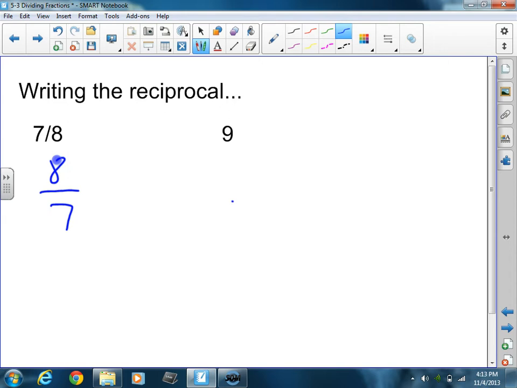Not complicated at all. Now 9, as we learned on Monday, well, that's not a fraction, but it can become a fraction. It becomes a fraction by putting it over 1. 9 over 1 is the same thing as 9 wholes. It just looks different. So taking the reciprocal of 9, or 9 over 1, becomes 1 over 9. I take the denominator, make it the numerator. I take the numerator and make it the denominator. It is so easy.